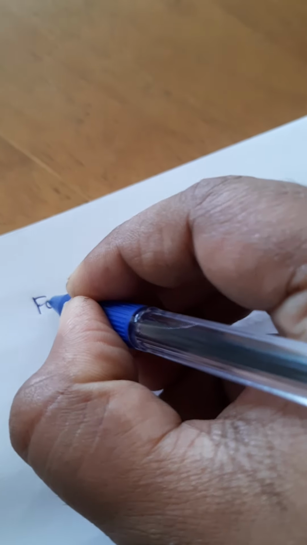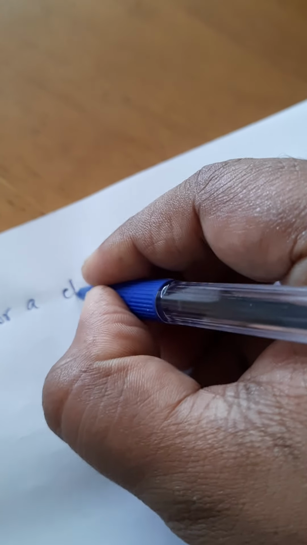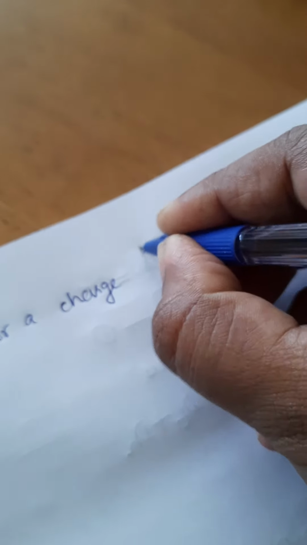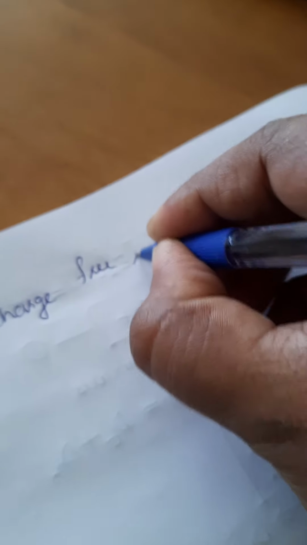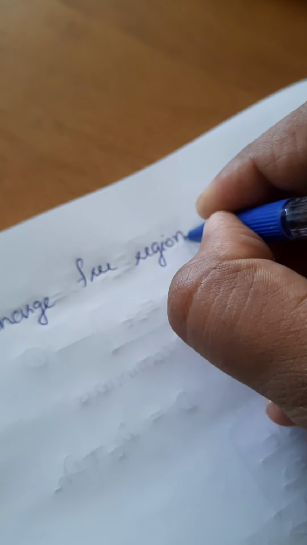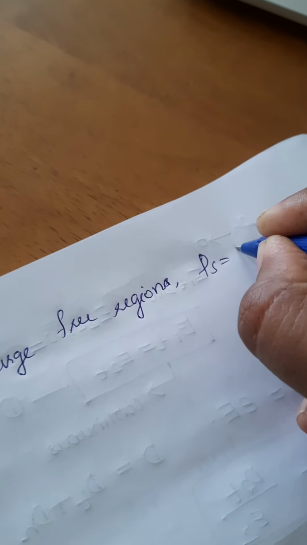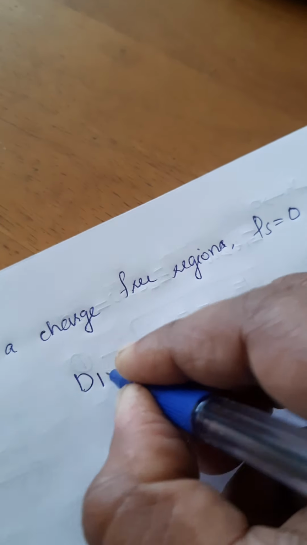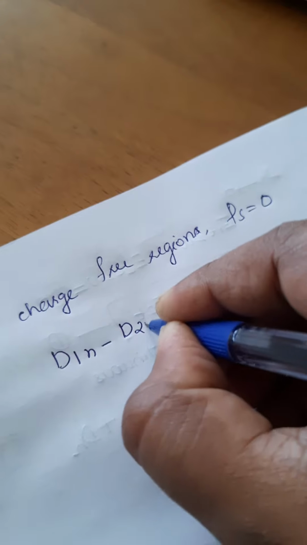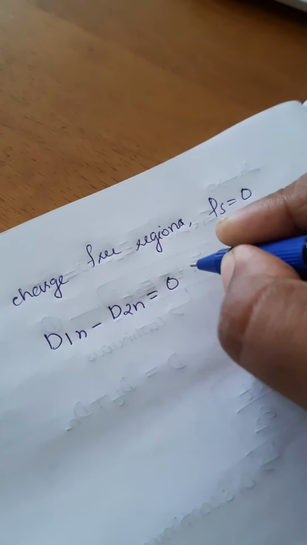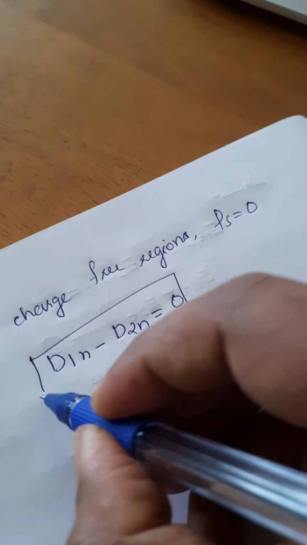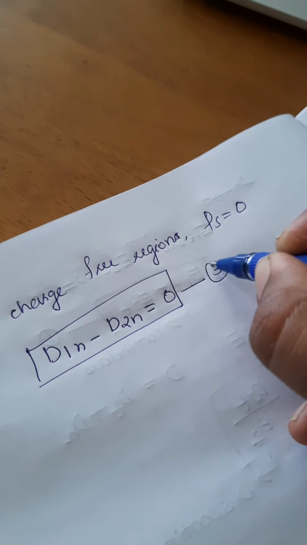Now for a charge-free space, for a charge-free region, we can say that rho of S will be equal to 0, or D1n minus D2n will be equal to 0. And this is also another boundary condition, so keep it as equation number 3.